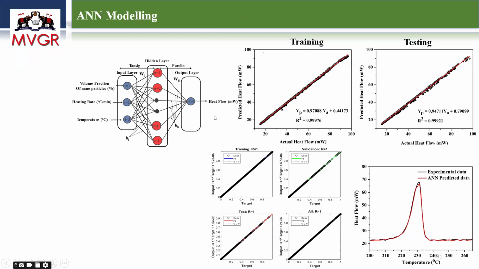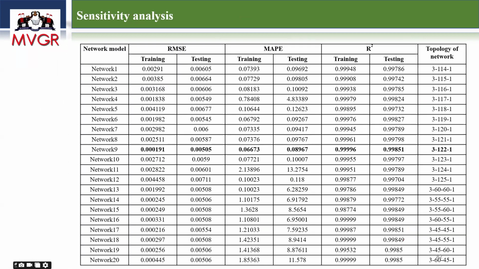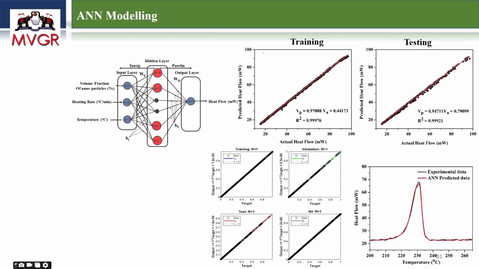And here also I was conducting that sensitivity analysis. For the sensitivity analysis, I was calculating the RMS and R square value for different networks. So different network topologies. And finally at hidden neuron number 122, I'm getting the lowest RMS value, highest R square value. So at that model, we are passing the unknown experimental data.